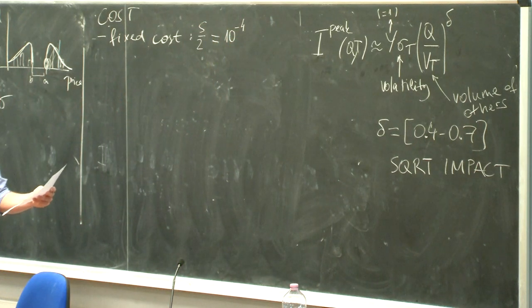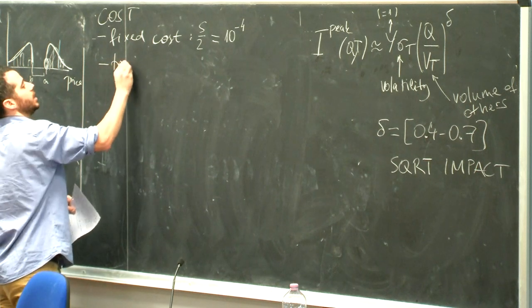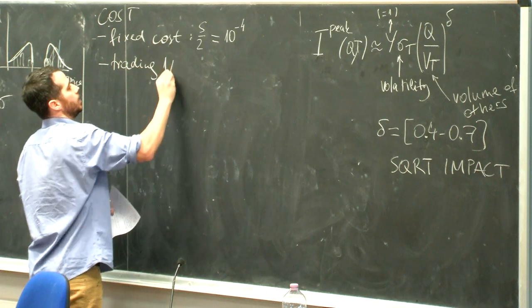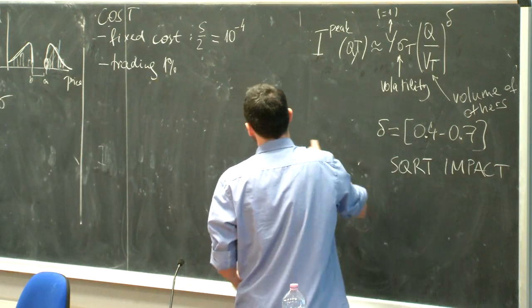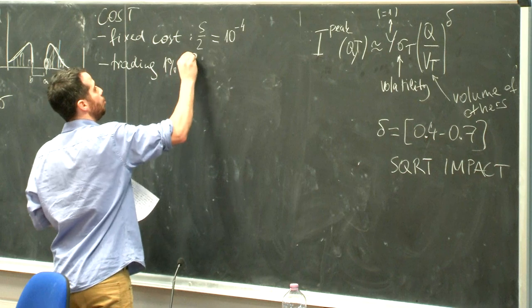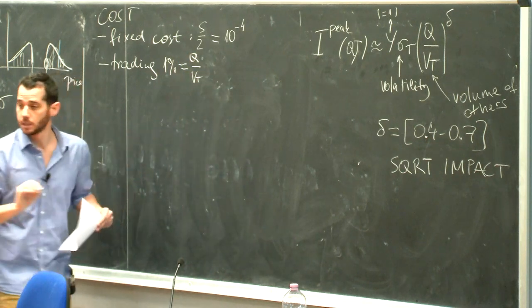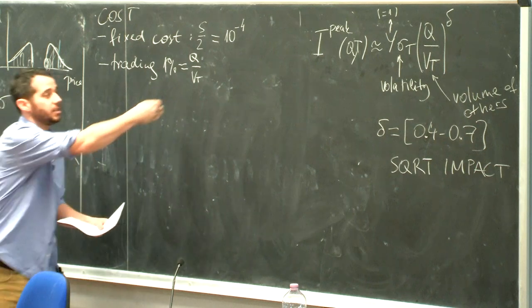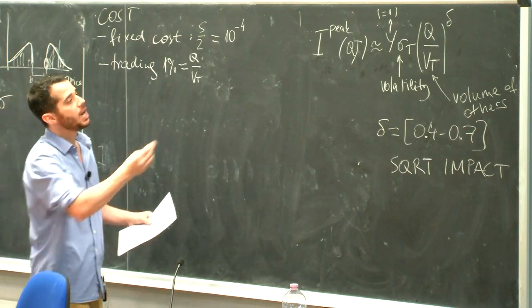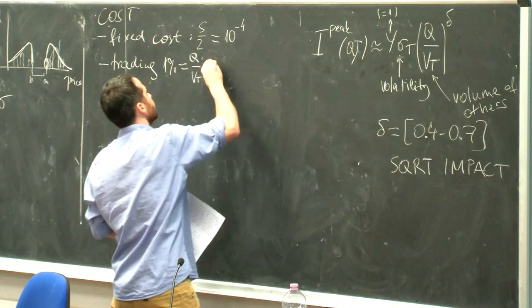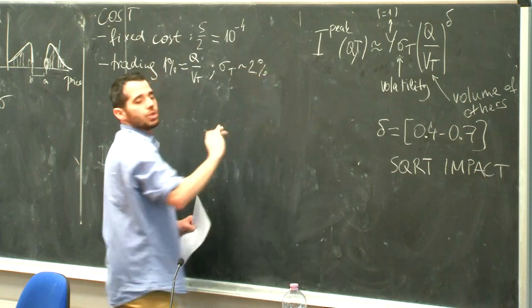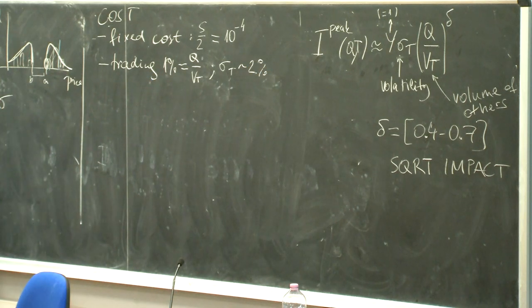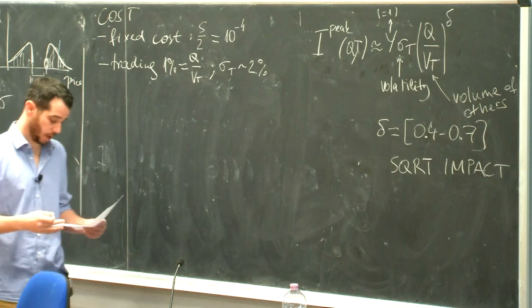So this would be the fixed cost. What would it be if you trade, let's say, 1% of the market? We have to assume something. So 1% is Q over VT. Let's say T is a day, so it's on a daily scale. You trade 1%, and we have to have an estimation, so let's say that sigma is 2%, which is a typical daily fluctuation in practice. Okay, just to have some numbers.